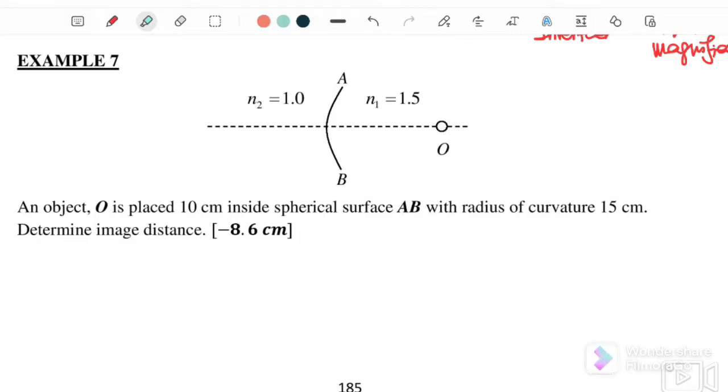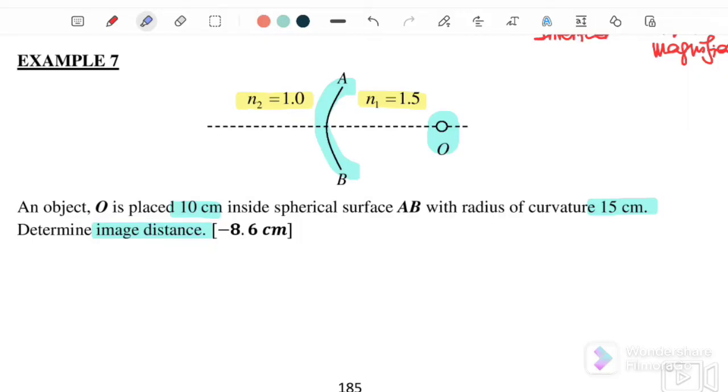An object O is placed 10 cm inside the spherical surface with a radius of 15 cm. Determine the image distance. As I mentioned just now, we always refer to the object. So now the object is at n1, and the object is actually at the right hand side. This is the refracting surface, meaning that n1 is 1.5, the spherical surface material, and n2 is air. So our refraction is from right to left.